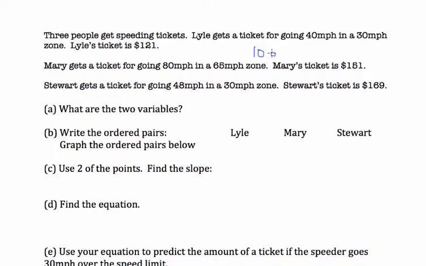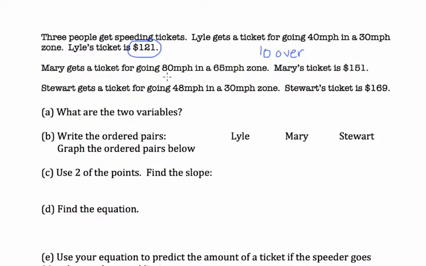So maybe we can just compare how much they are over to how much their ticket is. So he's 10 miles per hour over and his ticket is 121. Mary is 15 miles per hour over the limit, and her ticket is 151. Stuart is 18 miles an hour over, and his ticket is 169.